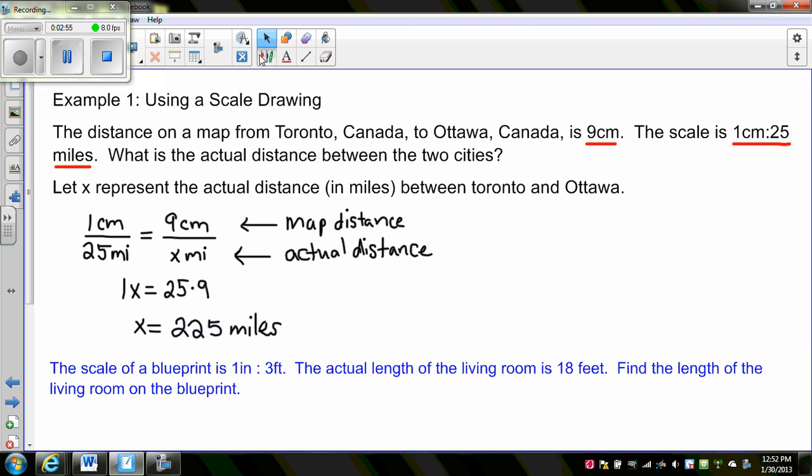So what I'd like you to do is go ahead and try this example down here. This time it's using a blueprint. A blueprint is just like a map for building. So if 1 inch equals 3 feet, or the ratio is 1 inch to 3 feet, and the actual length of the living room is 18 feet, can you find the length of the living room on the blueprint? So now remember, you're looking for this value when you set up your ratio. Your ratio will change, but your unknown is now not the actual distance, it's the blueprint distance. So go ahead and press pause and give that a try.